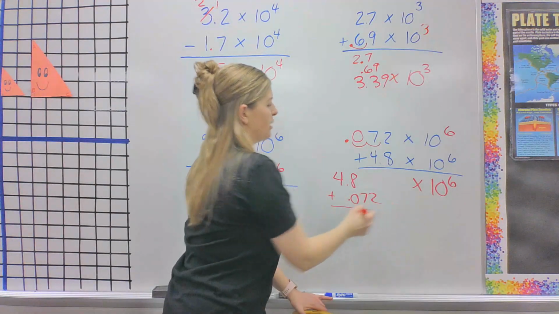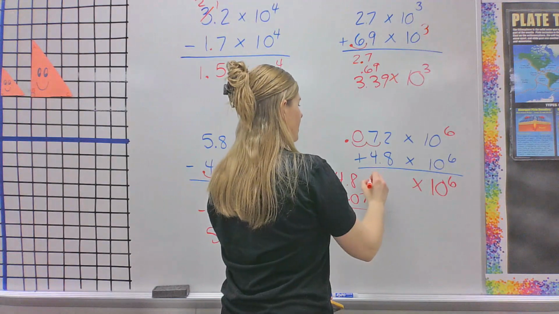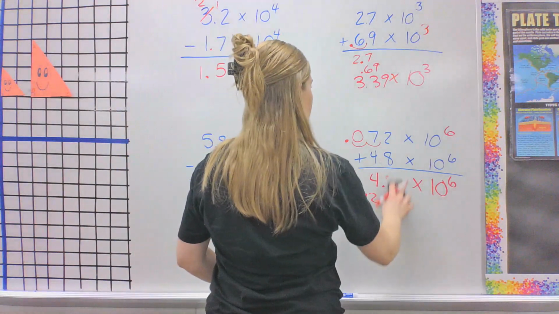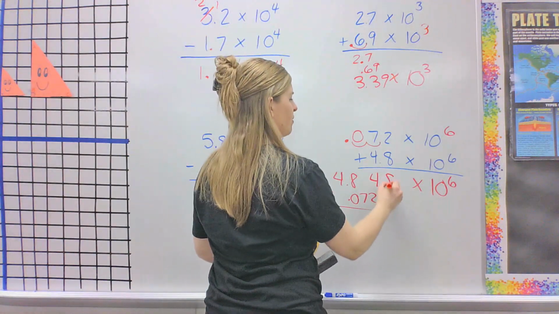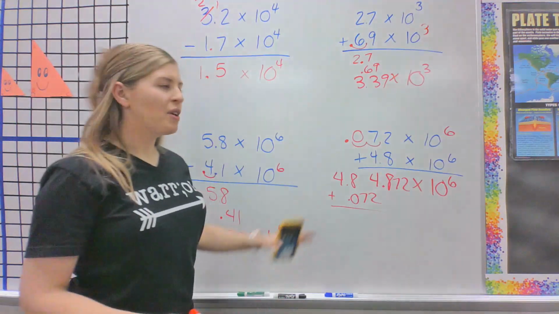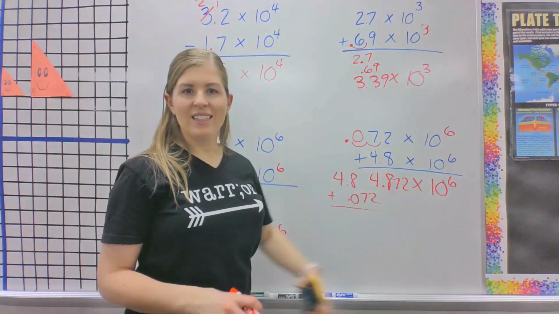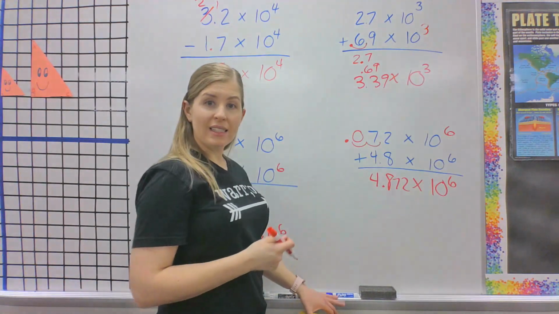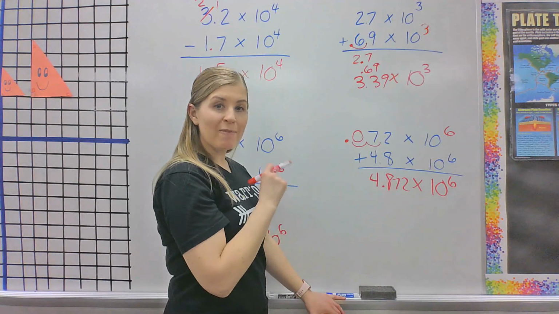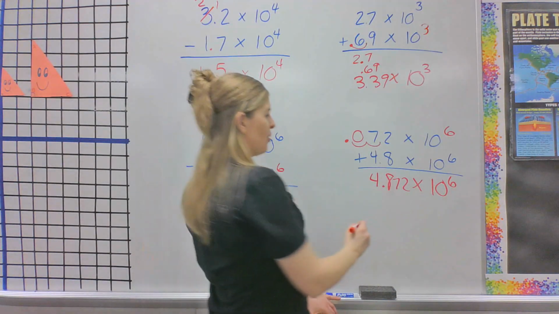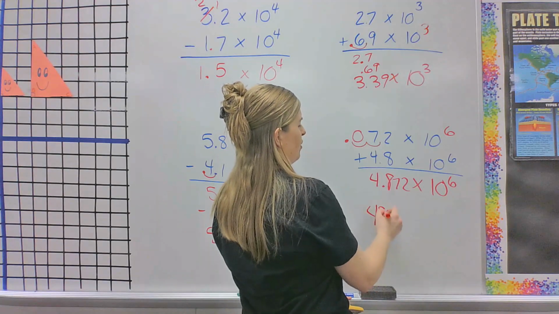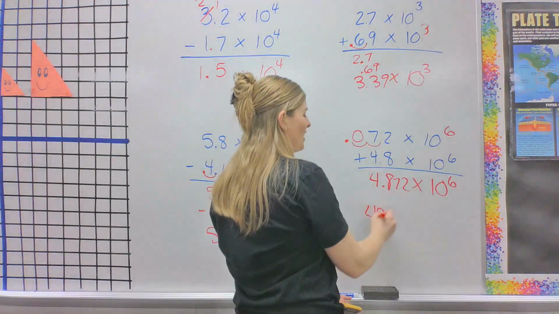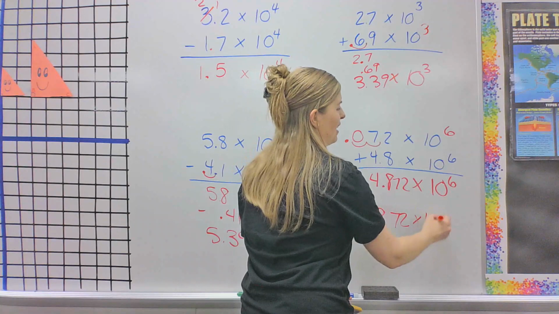So if I was adding 4.8 plus 0.72, we add it all together, and it's going to be 4.872. 4.872 if we added all of those together. So if we have 4.872 times 10 to the 6th, is the first number between 1 and 10? It is. But let's say, what if it wasn't? What if it was like 48.72 times 10 to the 6th?